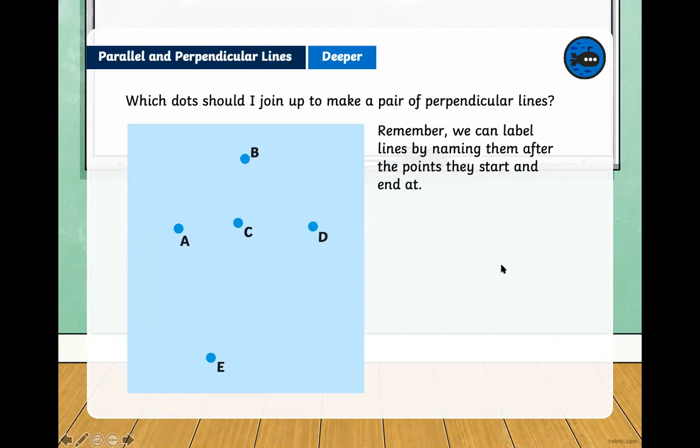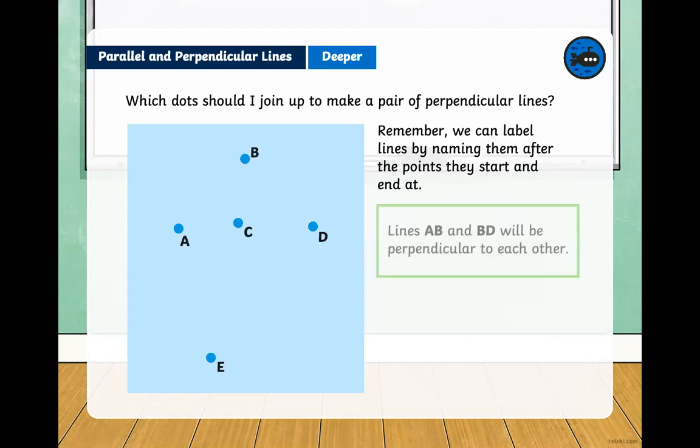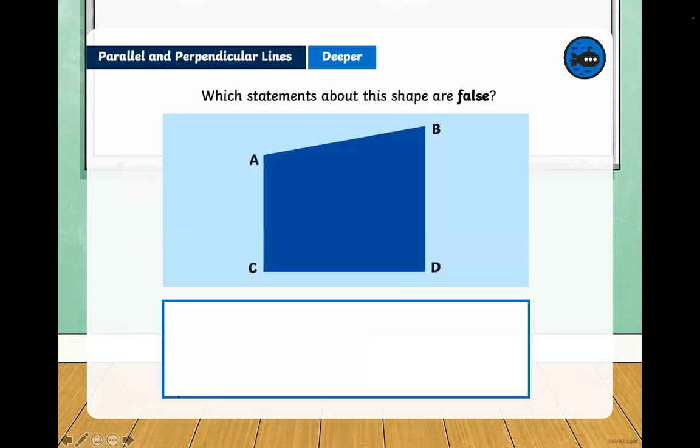Now here, question for you. I want to make a pair of perpendicular lines. So what dots should I join to make a pair of perpendicular? Remember, I want a right angle here. So hopefully you said maybe A and B and BD. If I made those would be perpendicular.